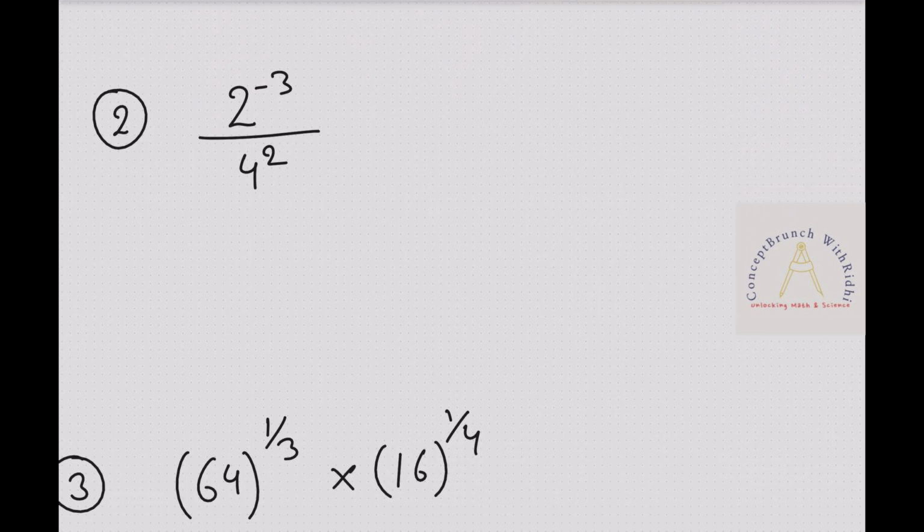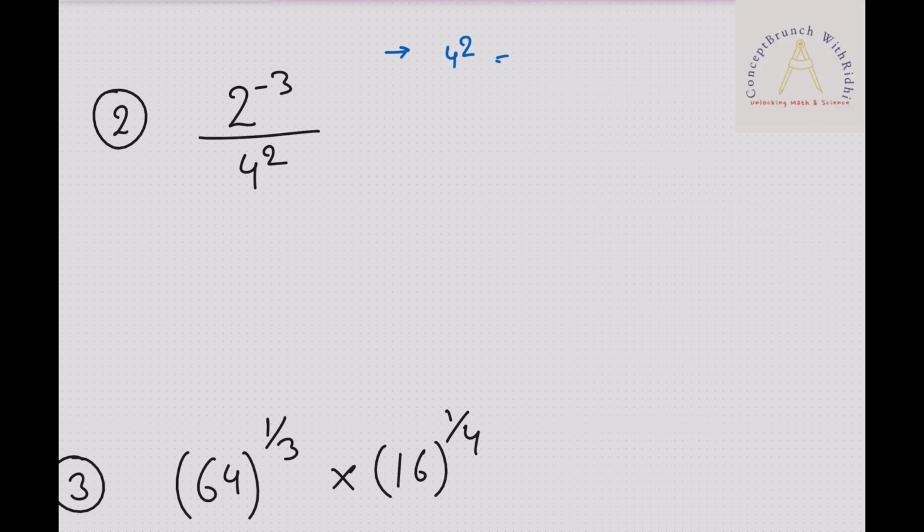Next question is 2 to the power of minus 3 divided by 4 squared. Again, we'll solve step by step. The first step is to recognize the 4 squared first. What can we write for 4 squared? The 4 we can write as 2 squared, and the whole thing to the power 2 is already there, right? So simply, a to the power m to the power n, we can write a to the power m times n, that is 2 to the power of 4.